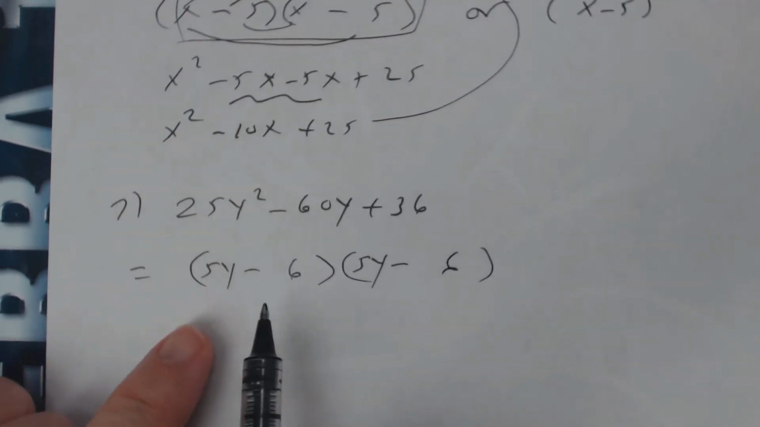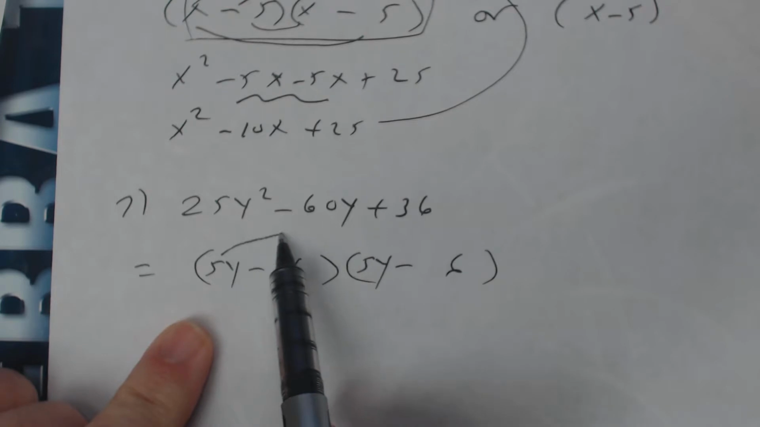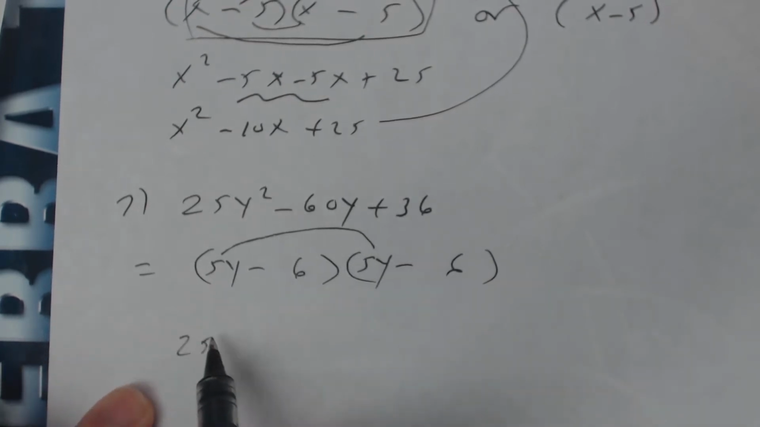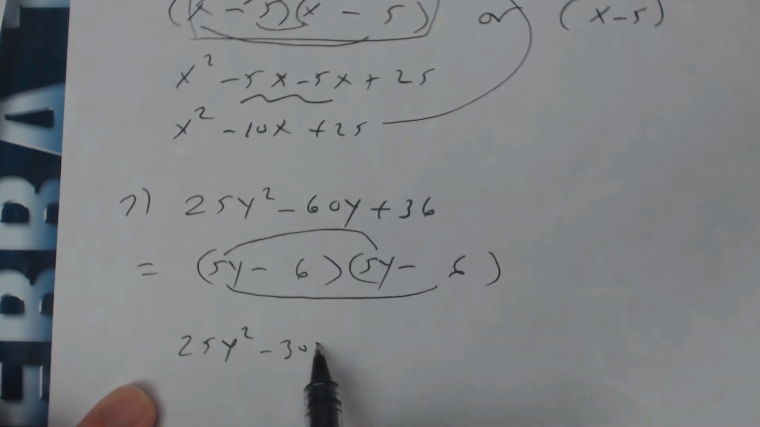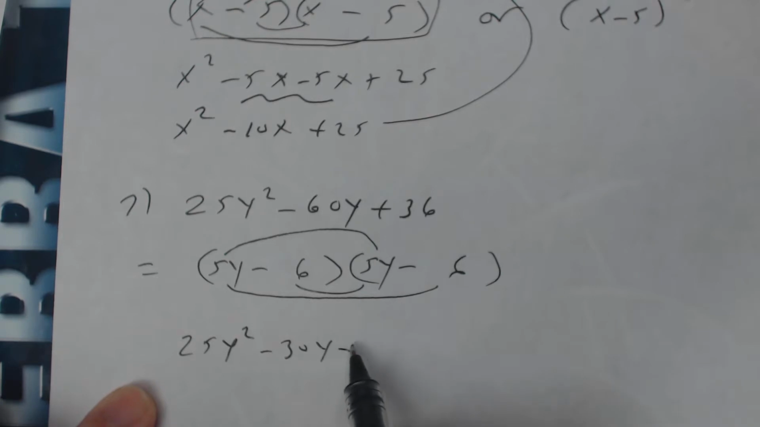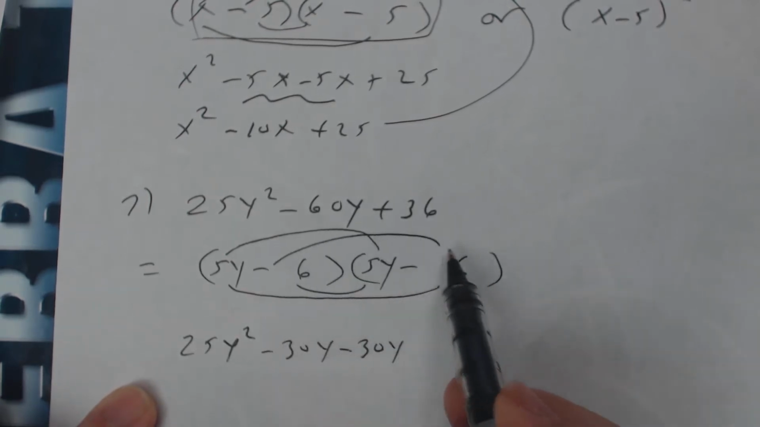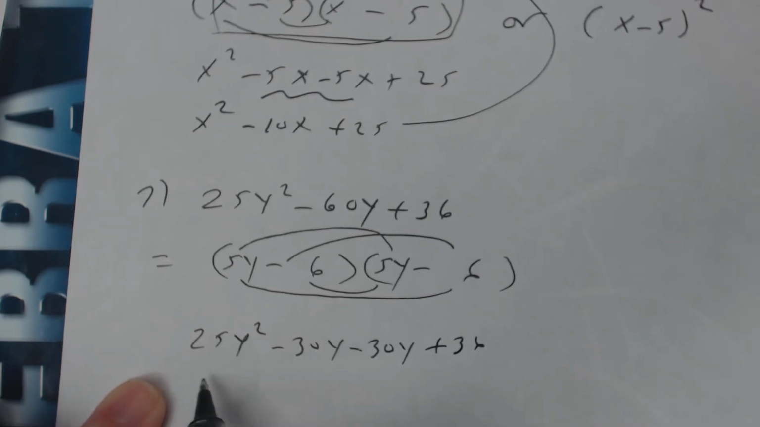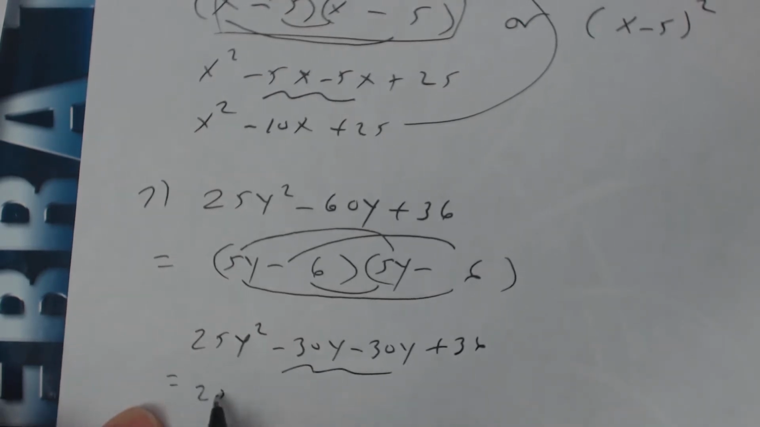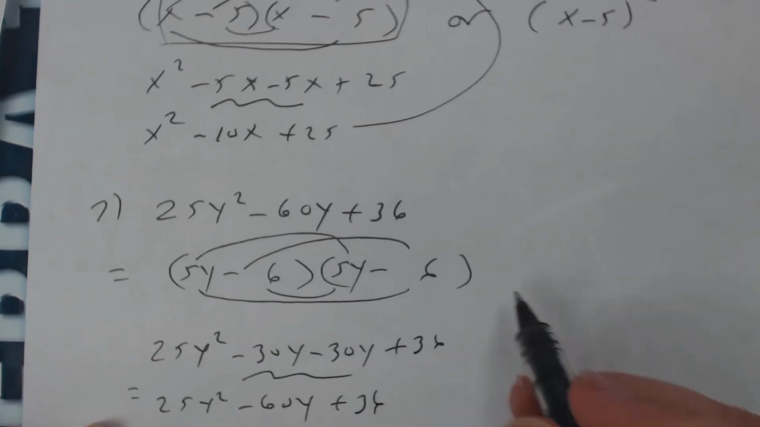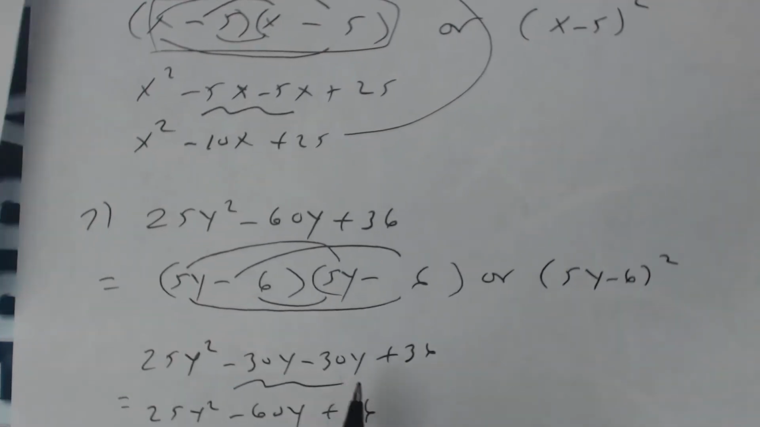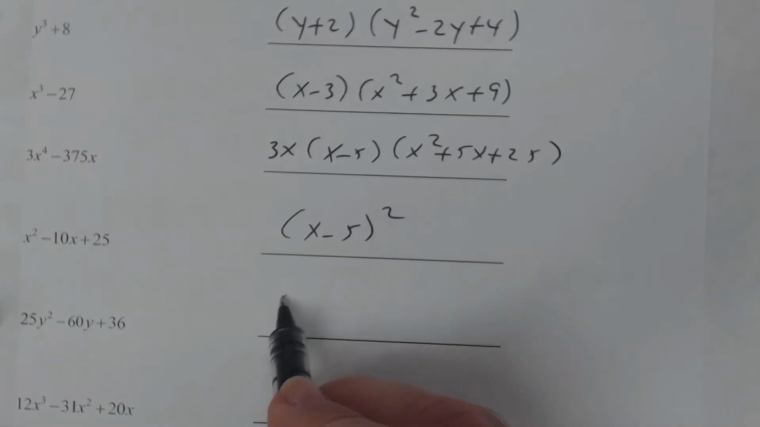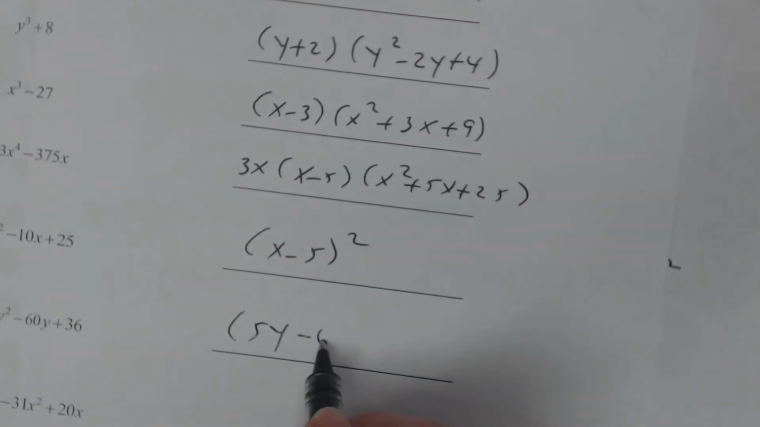Now let's see if it works, though. When I FOIL it out, f times f, so 5y times 5y is 25y squared. The outer, I get 5y times a negative 6 is a negative 30y. The inner, a negative 6 times 5y is a negative 30y. And the last, a negative 6 times a negative 6 is a positive 36. Combine like terms, I get 25y squared minus 60y plus 36. So that's your answer. Again, you can write it as 5y minus 6 squared since they're both the same factor. So here I'm going to get 5y minus 6 squared.